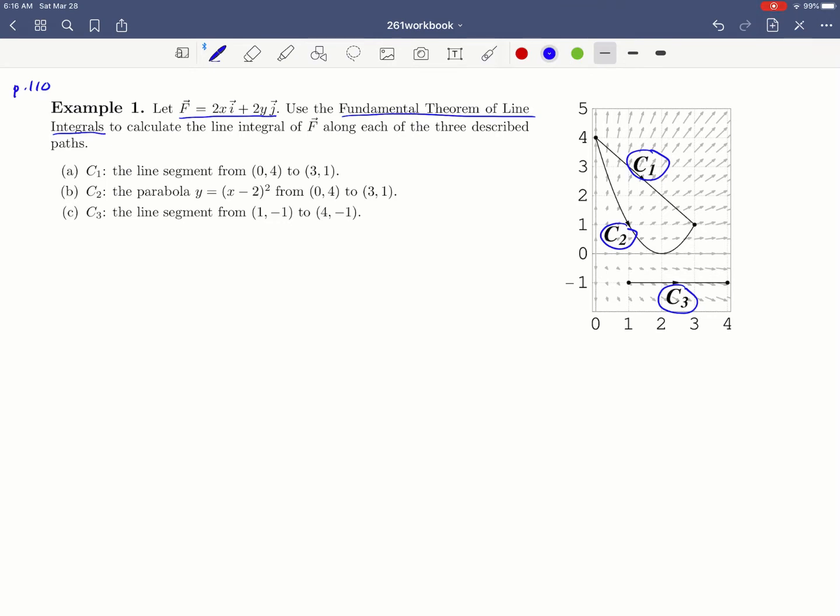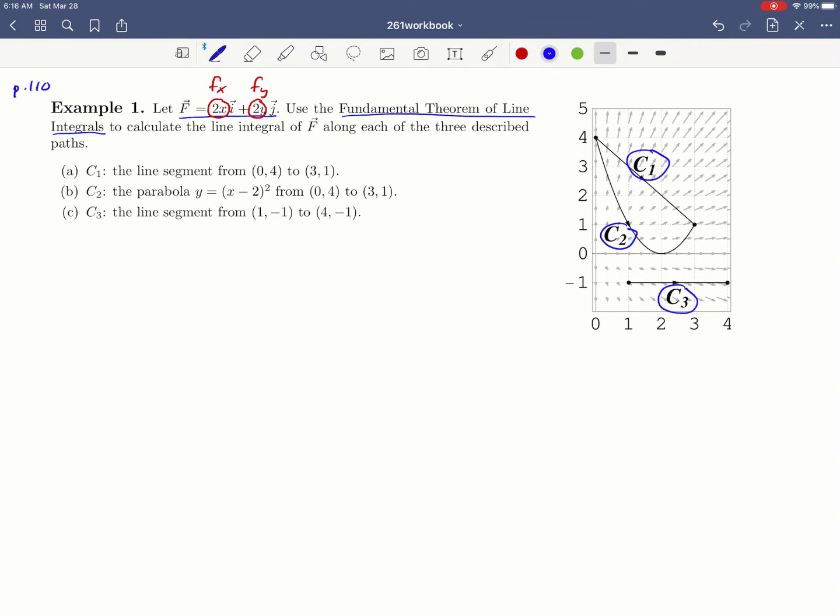The key to using the fundamental theorem of line integrals is we need a potential function for our vector field. Remember what a potential function is. It's just a function whose gradient agrees with our vector field. In other words, we want a scalar function so that the derivative with respect to x of it equals 2x, and the derivative with respect to y of it equals 2y. That would make our vector field equal to the gradient of this function little f that we're looking for.